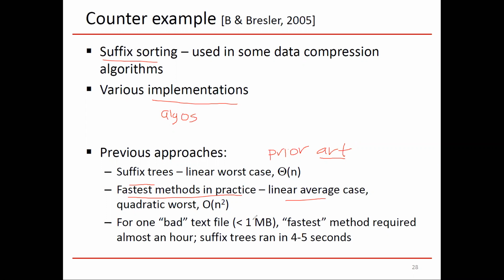And recall, that method was actually, in most cases, quite fast. In most cases, it was maybe 5 times faster than suffix trees. But for this example, the suffix trees ran in 4 or 5 seconds. So on the one hand, 99.9% of the time, the suffix trees were slower, but their worst case was better.